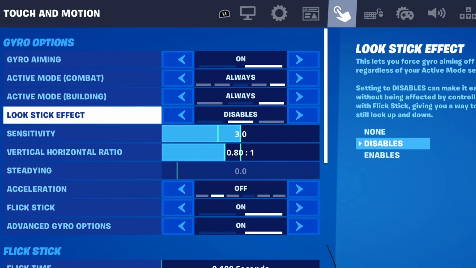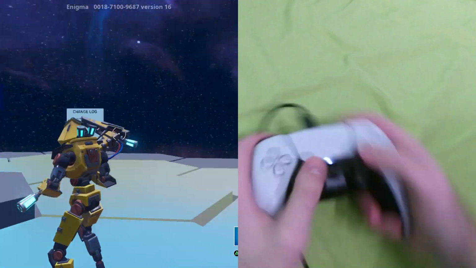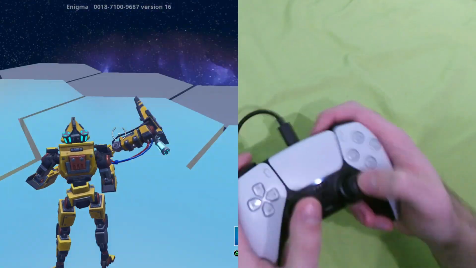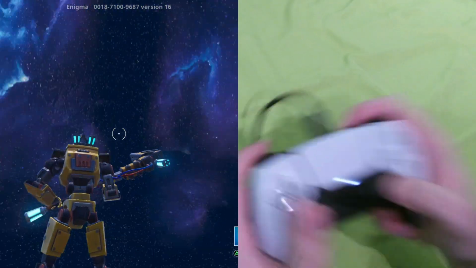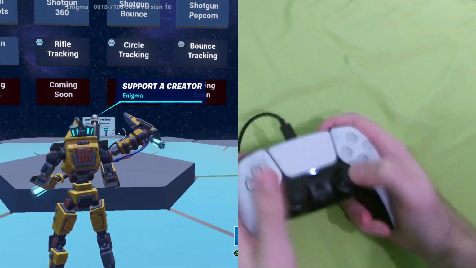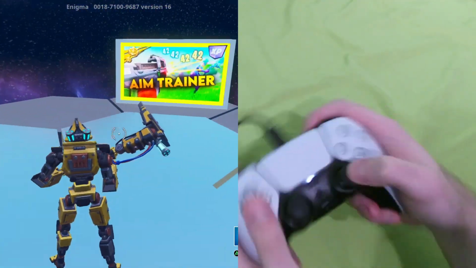Now, Look Stick Effect tells the game to turn the gyro off whenever you're touching the right stick. For beginners, this is probably useful for people trying to figure out the difference between gyro and stick aiming. You see, whenever I use the stick, the gyro turns off, but whenever I let the stick go, the gyro turns back on. Personally, I leave it on because I find it's easier to track targets this way, using both stick and gyro at the same time, as well as making faster camera movements.